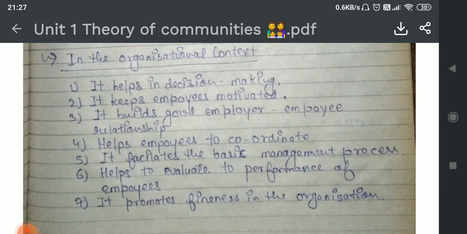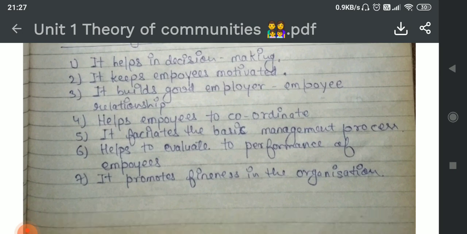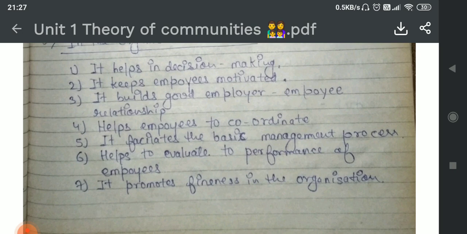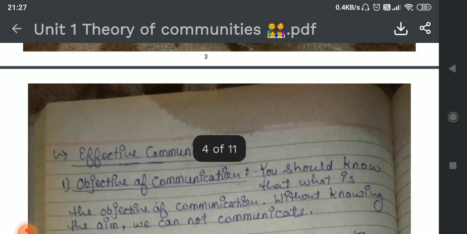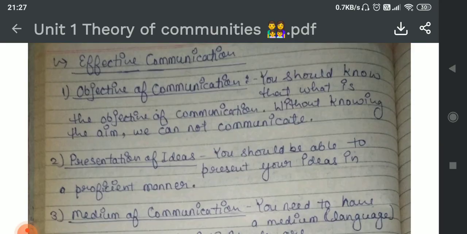Then it facilitates the basic management process. Yeah, management process is quite beneficial, plus through communication it becomes easier, right? Then it helps to evaluate the performance of employees. So you can talk to employees, you can track their progress and all. So it also helps to evaluate the performance of your employees. Then it promotes fairness in the organization. Because you all are talking to each other, you all are helping each other, so it just promotes a healthy environment in your organization.